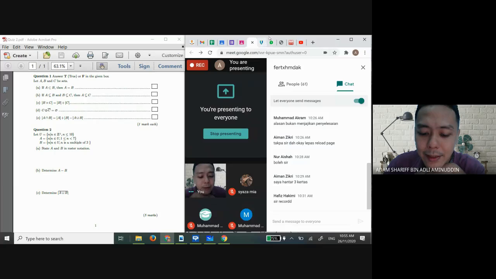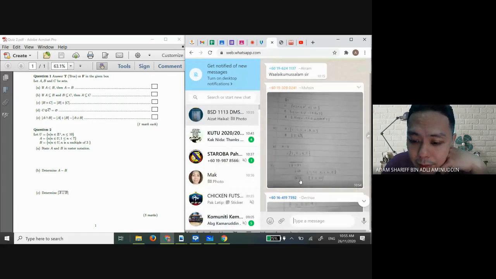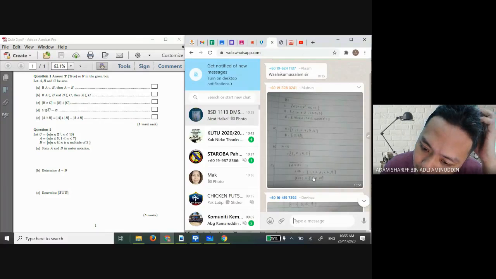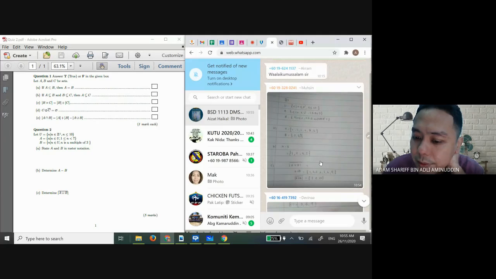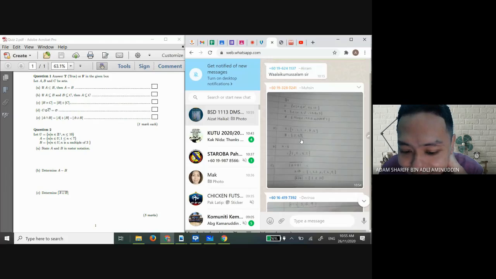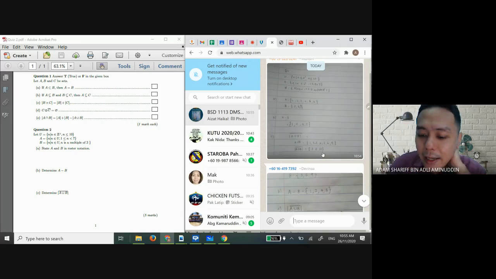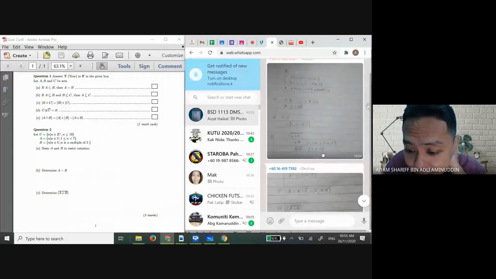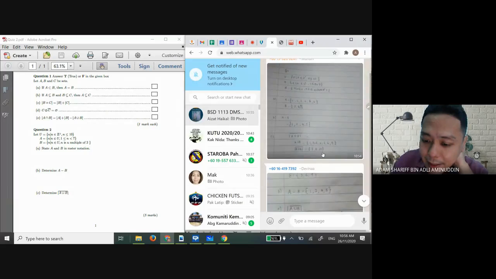Alright. Sekejap saya tengok. Okay, Musin jawab 1, 2, 3, 4, 5, 6. Okay, it's a multiple of 3: 3, 6, 9. Alright, so A minus B should be 1, 2, 4, 5. Yeah, correct. And the cardinality of A union B: A union B is 1, 2, 3, 4, 5, 6, 9, and the complement will be 7, 8, 10.